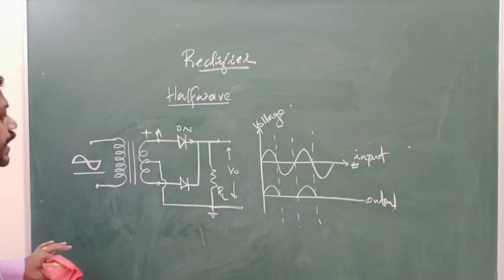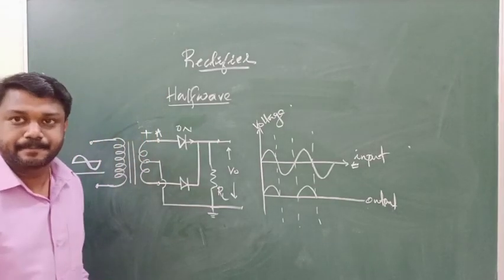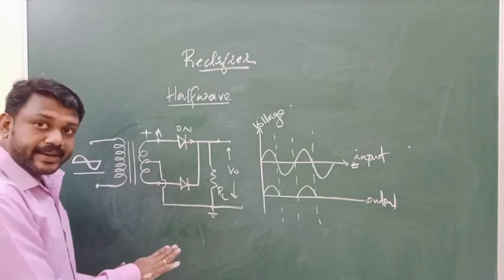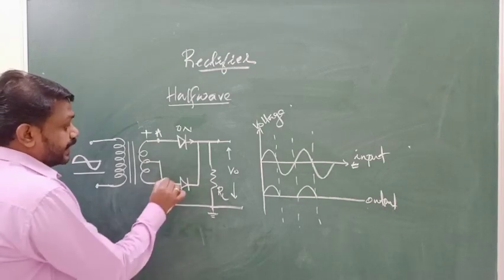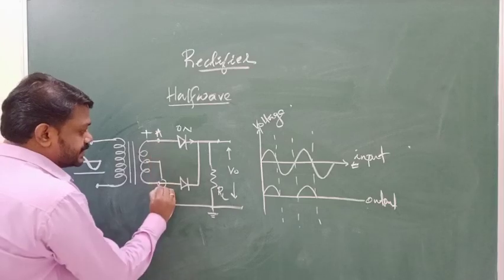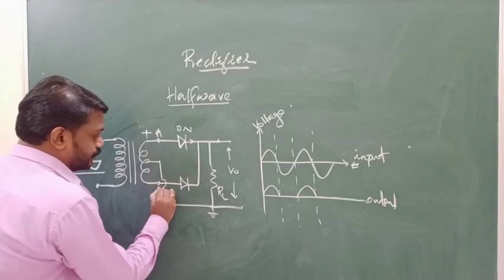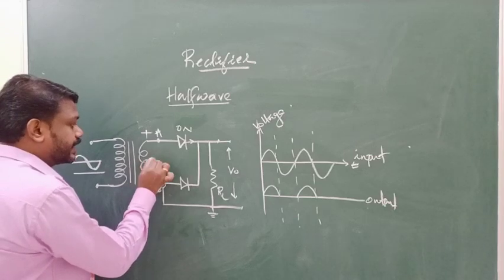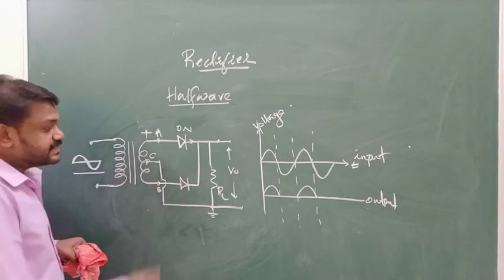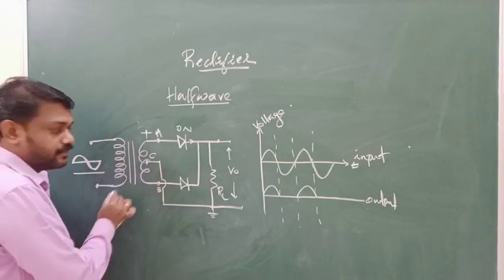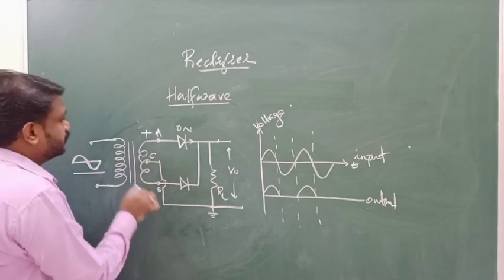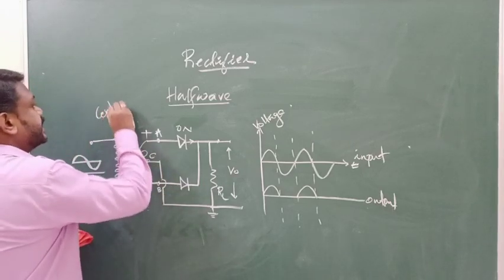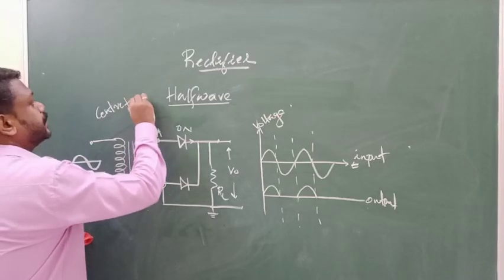Now I have made some changes in the diagram. What are the changes you can find? Earlier, there were only two points in the output in the secondary of the transformer, that is A and B. Now, I have taken one more point, that is C. So, this is a special kind of transformer with three leads in the output, which is known as the center tapped transformer.